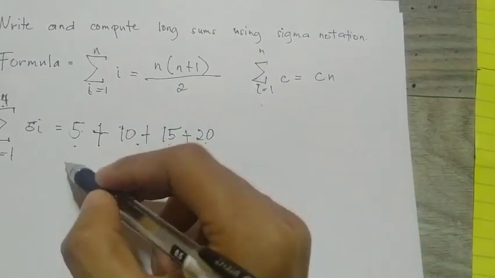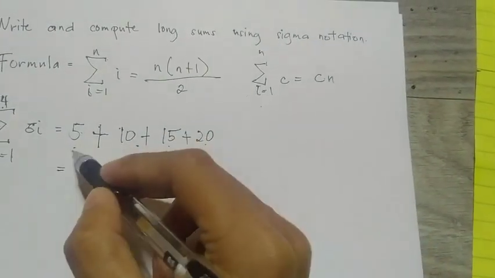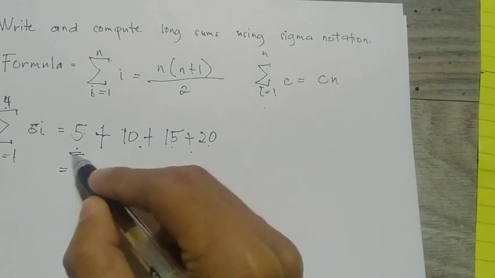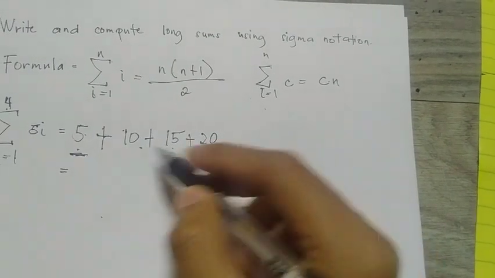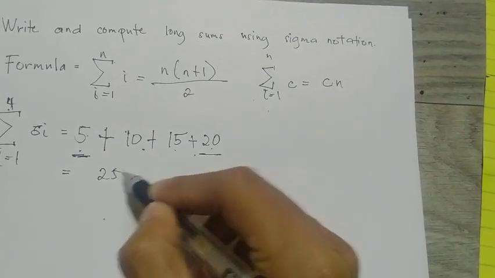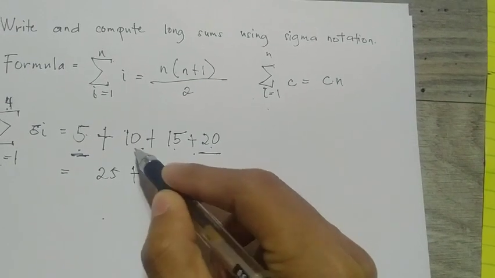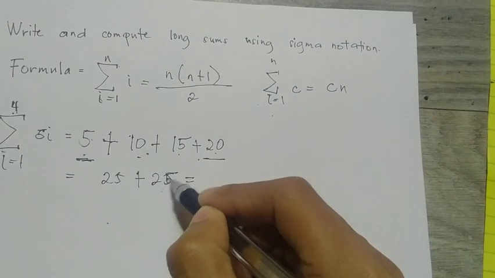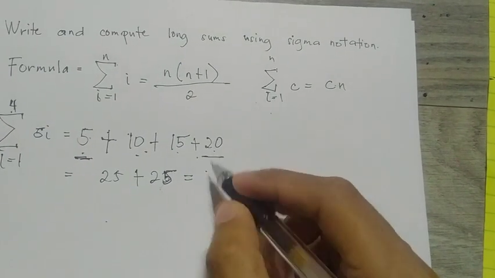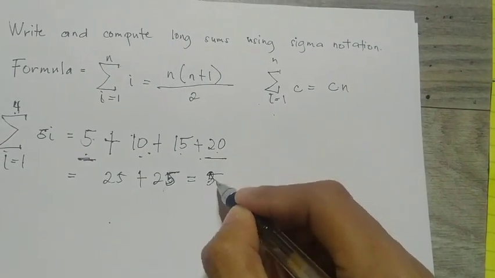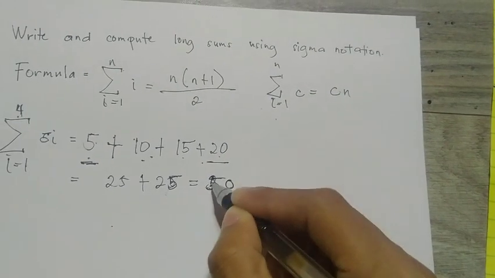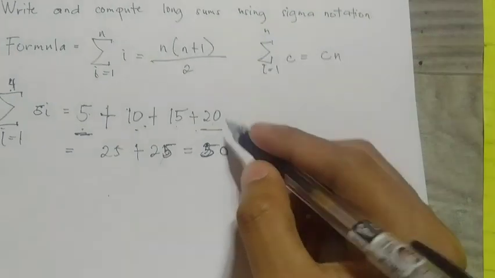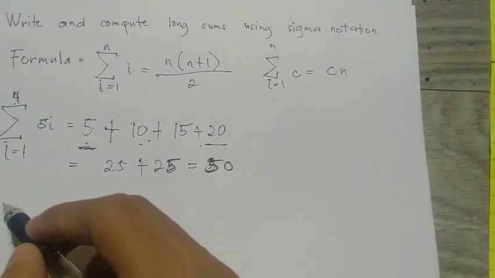In solving this, we can add the first and last term. So 25 plus 10 and 15 is 25. So it is equal to 50. In order to prove this, we can use the formula.